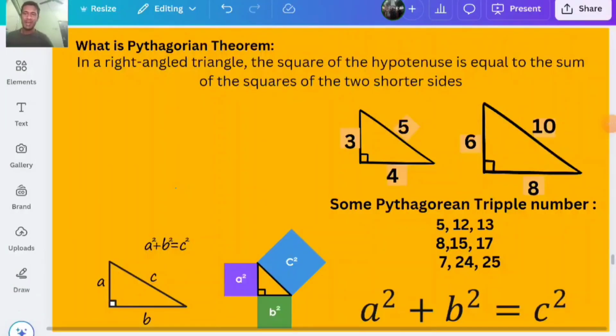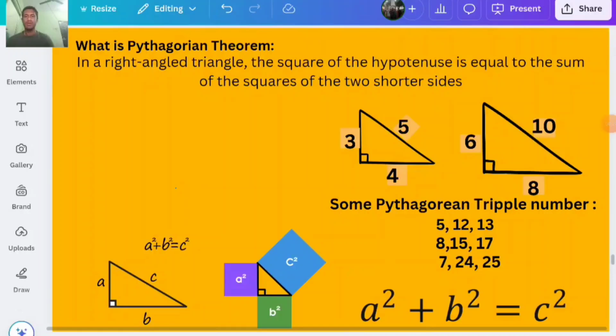On this page, I will discuss the Pythagorean theorem. What is the Pythagorean theorem? At first, when we think about it, the equation comes to our mind, that is c square equals a square plus b square, or a square plus b square equals c square. This type of equation comes to our mind. But what is the Pythagorean theorem in words?